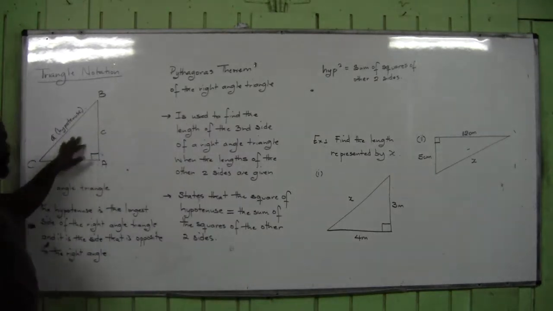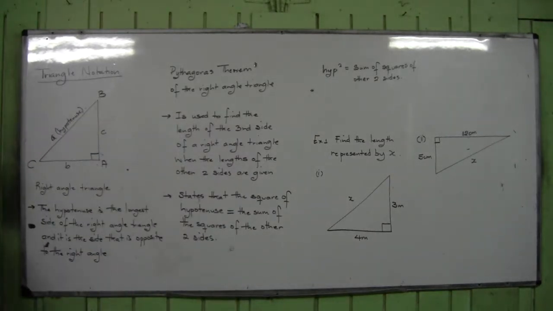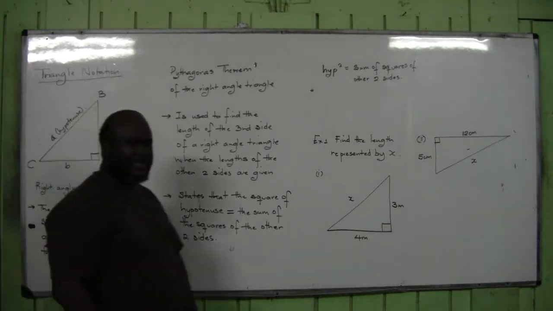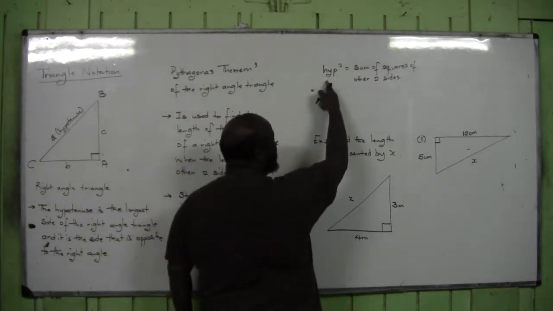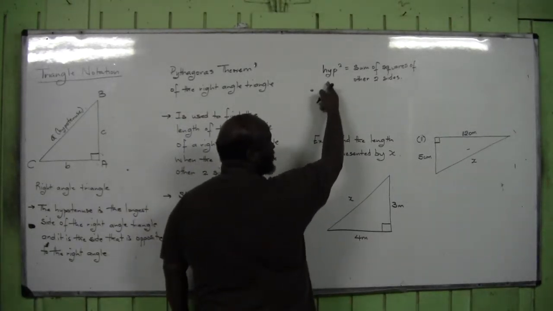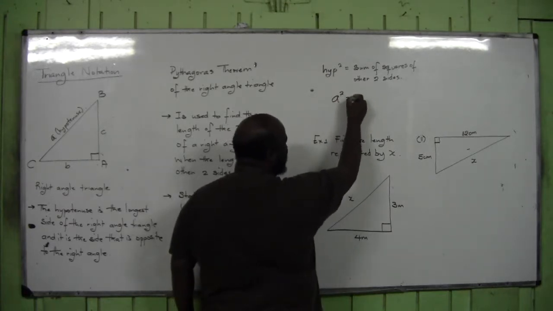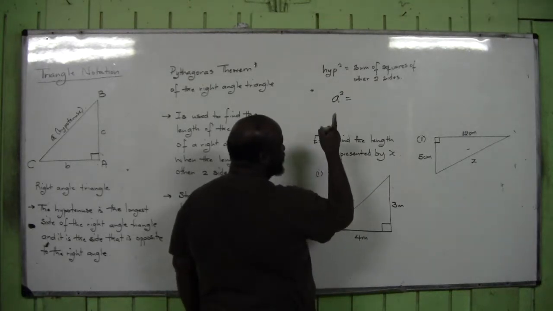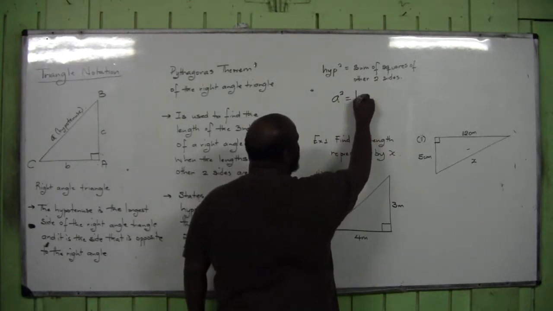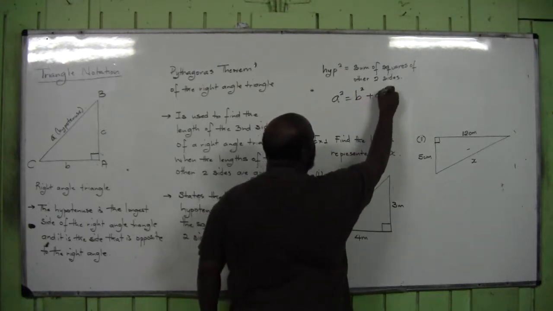Here's a right angle triangle. By letter, which side is the hypotenuse? And by letter, what are the other two sides? B and C. So Pythagoras Theorem says the square of the hypotenuse is equal to the sum of the squares of the other two sides. So that is A square is equal to B square plus C square.